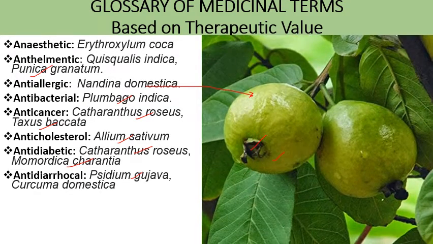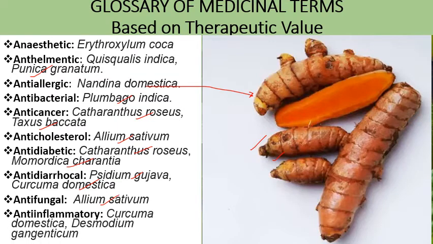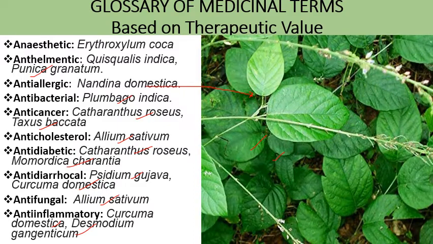Then antidiarrheal, so these are the medicines which are used to treat diarrhea, like we have Psidium guajava, commonly known as guava, then Curcuma domestica, that is turmeric. So they have antidiarrheal properties. Then antifungal, so these are the medicines which are used to treat or control fungal infection, like we have Allium sativum, that is garlic. Then anti-inflammatory drugs, so they help to relieve inflammation in the body, like we have Curcuma domestica, that is turmeric, then Desmodium gangeticum.